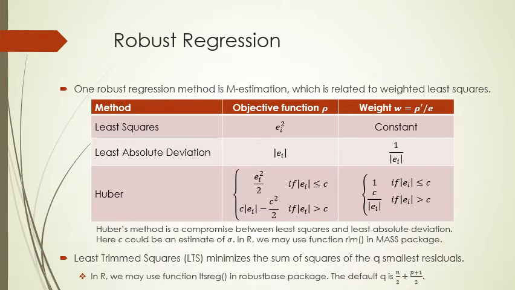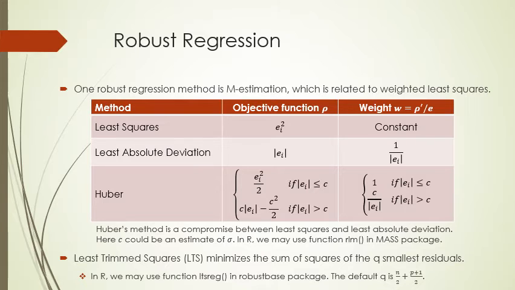Here, C is a constant that could be an estimate of sigma. The method is least squares when the absolute residual is less than or equal to C, and the least absolute deviation when the absolute residual is larger than C. In R, we may use function rlm in the MASS package to use the Huber's method.